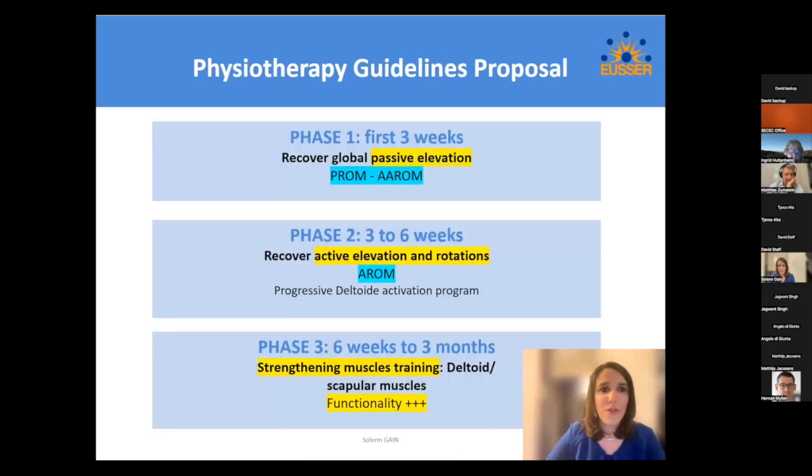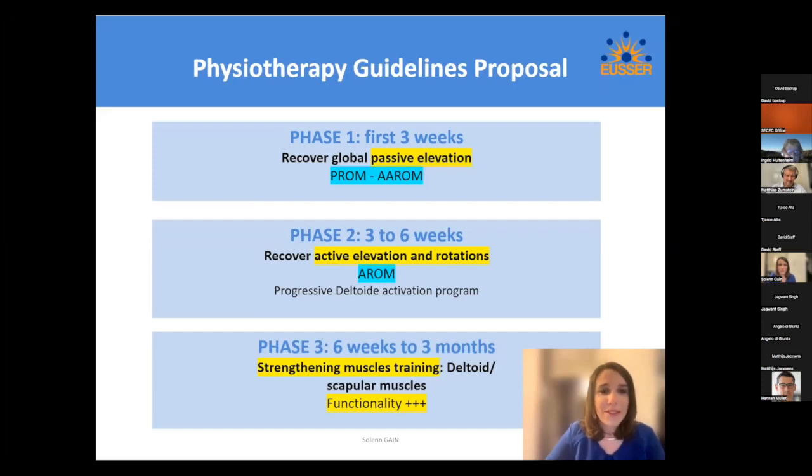This is a proposal for physiotherapy guideline after reverse shoulder arthroplasty. Phase 1 is the first 3 weeks. The goal of this phase is to recover global passive elevation, passive range of motion, and active assisted range of motion. In the second phase, from 3 weeks to 6 weeks, the goal is to recover active elevation and rotations. And we can begin a progressive deltoid activation program.